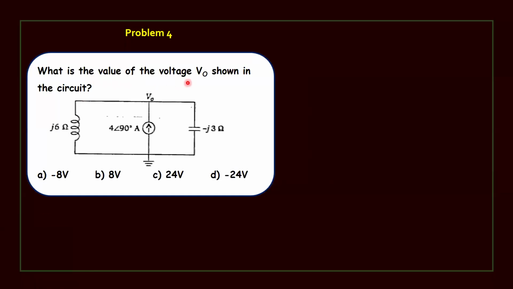What is the value of voltage V0 shown in the circuit? Here a simple circuit is given with one current source and passive elements only, one inductance and one capacitance. The inductance and capacitance are given in rectangular form, and the source current is given in polar form. So we have to convert either polar to rectangular or rectangular to polar. Since two values are in rectangular form, we can convert the current value into rectangular form itself.